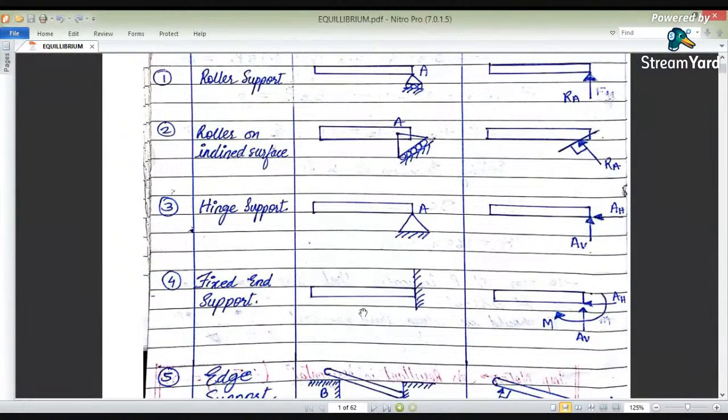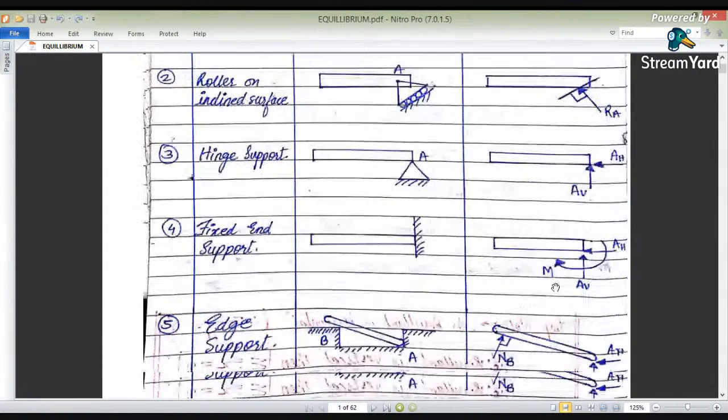Again, fixed end moments. Here this support has been fixed, so while releasing this beam along this fixed support, there will be horizontal reactions also, there will be vertical reactions also, and there will be a moment created here. Because in fixed supports there may be rotation, in order to resist the rotation there will be a moment applied here. In the vertical direction we apply a force, in the horizontal direction also we apply a force, and a moment here.